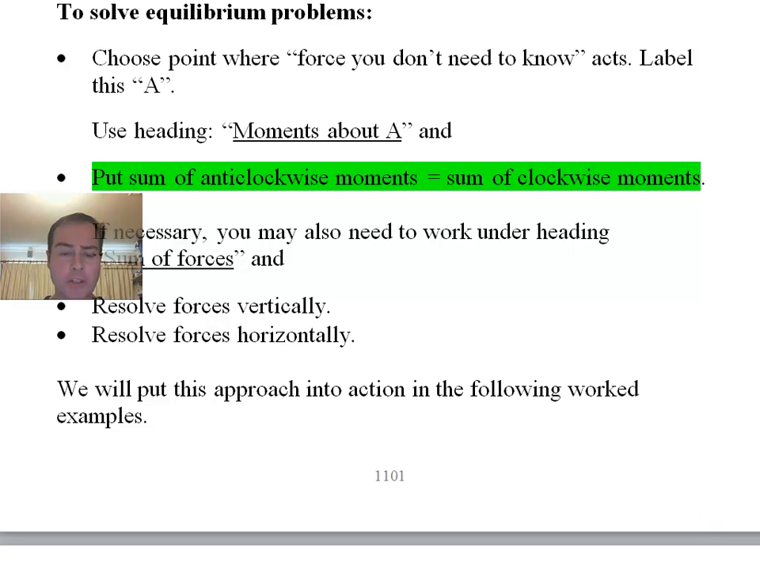So what I'm going to do now is take a short break, and we'll come back and have a look at our first example and how these concepts can be used in a typical physics exam type situation.